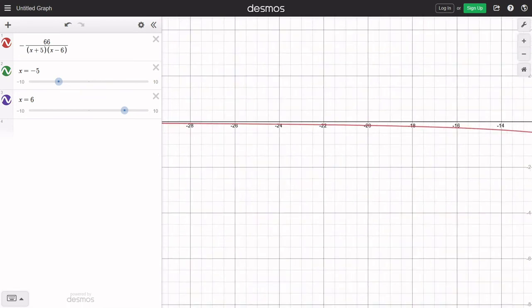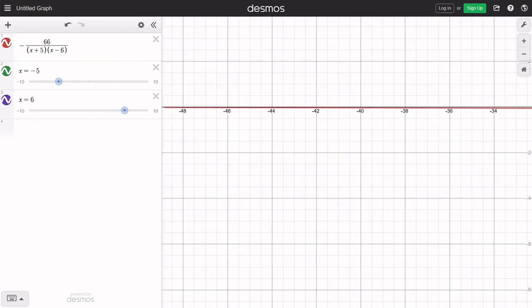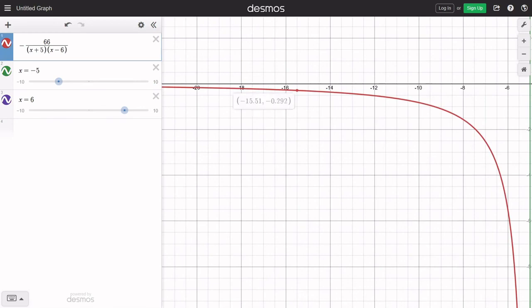You can also see that because the degree of the top, which is 0 because there's no variable written, and the degree in the bottom, which is 2 since we have x times x. The degree on top is 0, the degree on bottom is 2. That means it has a horizontal asymptote at y equal to 0. So this function will never cross 0 again.